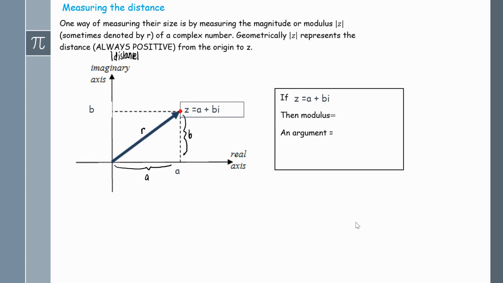Now we can figure out what the modulus or r is using Pythagoras. We say that r squared equals the real part a squared plus the imaginary part b squared, and of course we take the square root, the positive version, just to find r by itself.